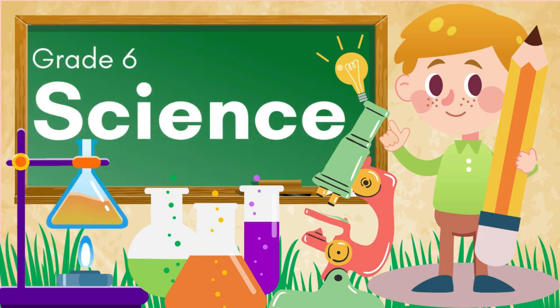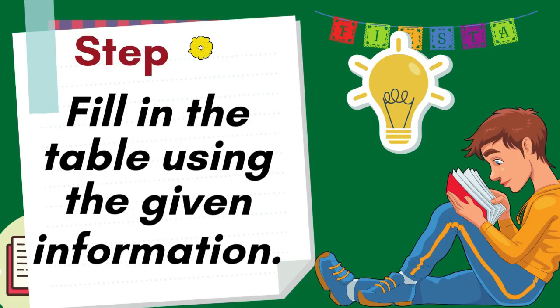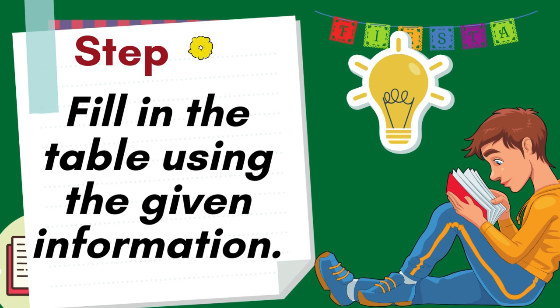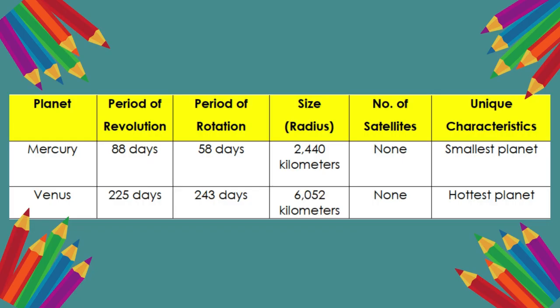Mga bata, to compare the different planets, let us follow these steps. Step 1. Fill in the table using the given information. In your printed materials, you can see a table showing 6 columns. On the first column, you will write the name of the planet. The planets mentioned are number 1, Mercury, and number 2, Venus. On the second column, you will write the period of revolution. The period of revolution of Mercury is 88 days. The period of revolution of Venus is 225 days.